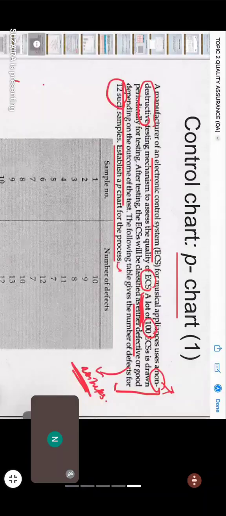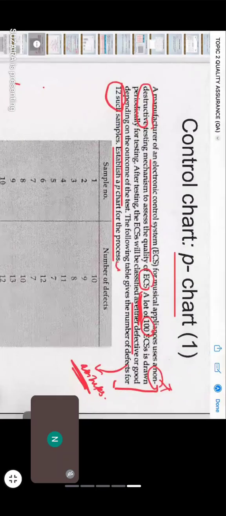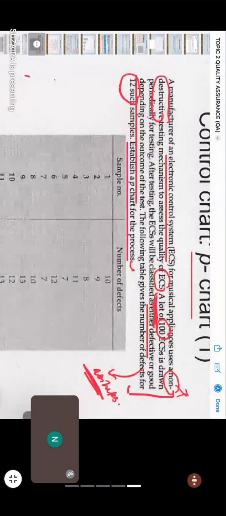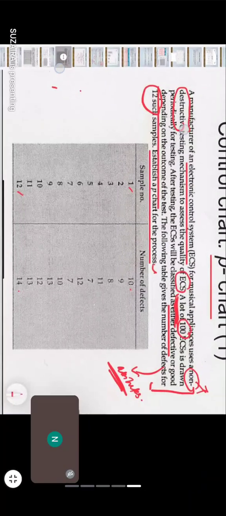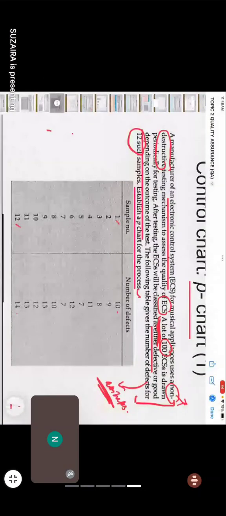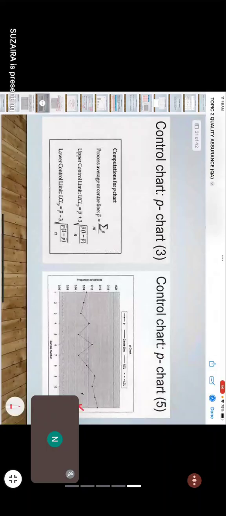So, a P chart for the process. Look here, how many samples do we have? 1, 2, up to 12. So we have 12 samples, and the number of defects runs from 10 up until 14. For this kind of question, because they ask you to come up with the P chart, whenever you have a P chart, you need to remember this equation. So this is the equation for P bar.